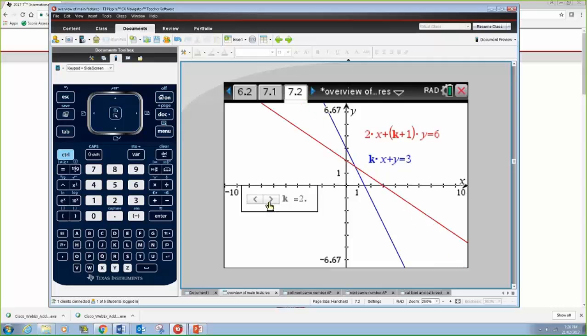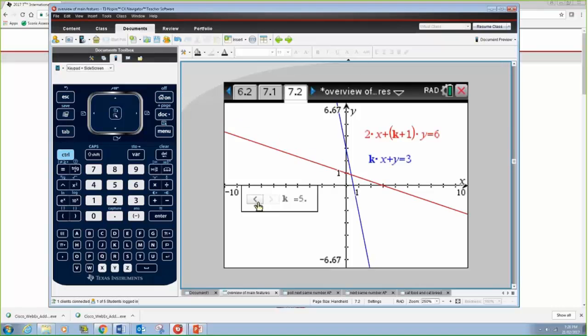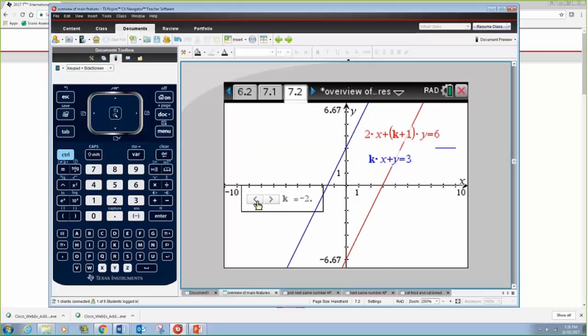Now if we change the value of k, we see a unique solution here, a unique solution again. We go the other way. Oh, we have an infinite number of solutions. And if we go this way, we have no solutions.